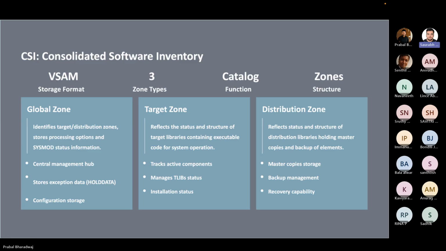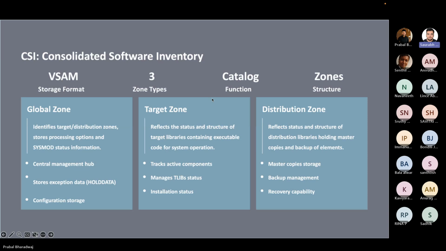CSI is logically divided into three zones, each with a very specific responsibility. Think of CSI zones like roles in an organization. One zone controls, one zone runs the system, one zone keeps the backup. Each zone knows its responsibility. The global zone knows what it has to do, the target zone knows what it has to do, and the distribution zone knows what it has to do. And SMP coordinates with them.